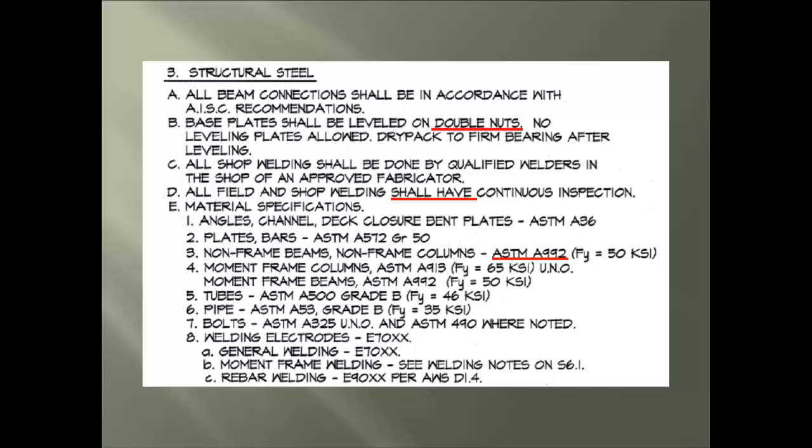Notice how the non-frame columns are A992 steel and the moment frame columns are A913. And for the CWI inspector, if you think having a bolting certificate is not important, see how the bolts are A325 or A490. By code, they require continuous inspection.